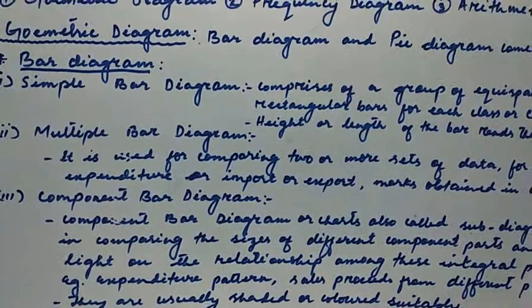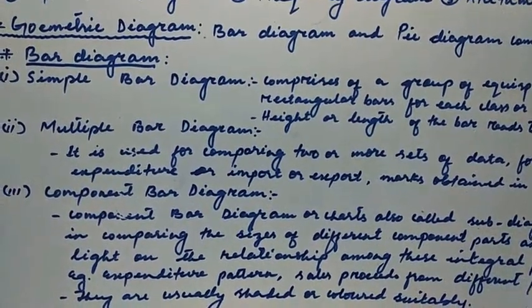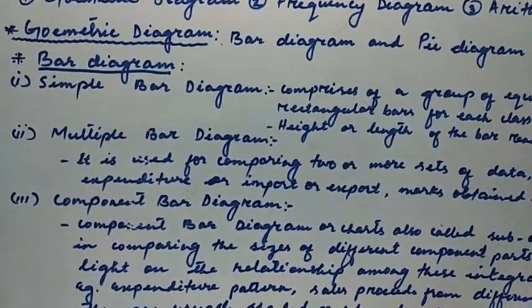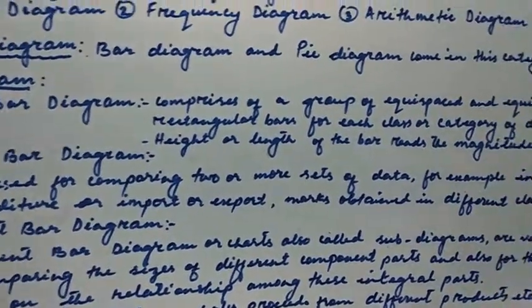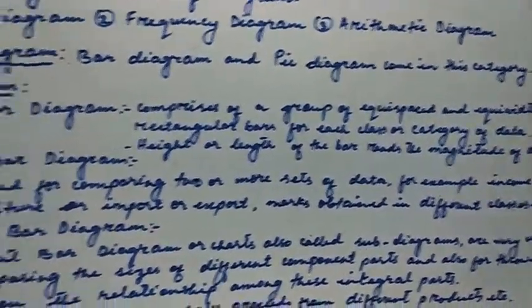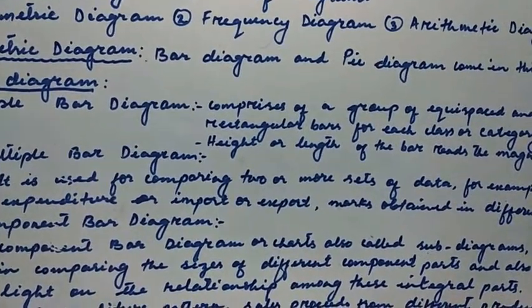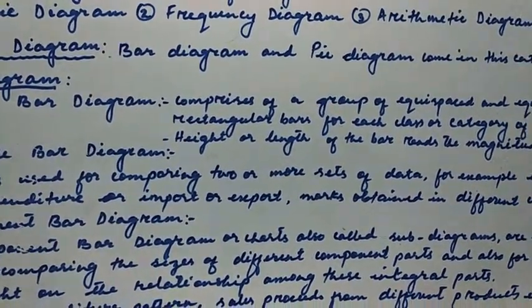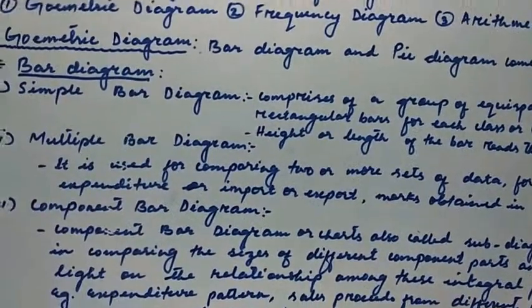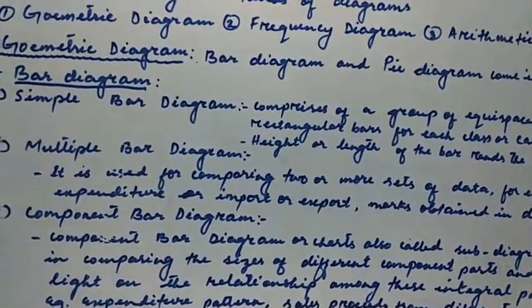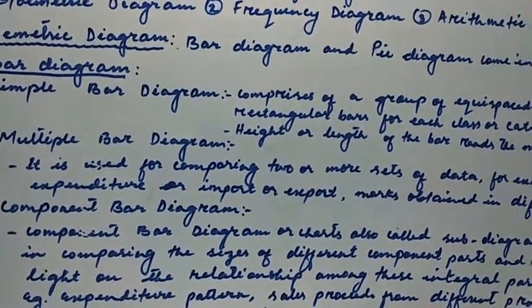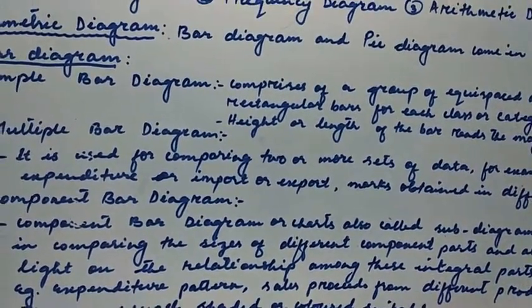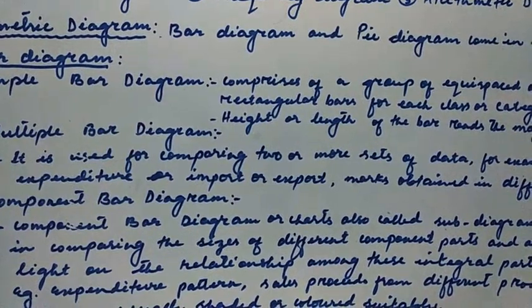The next one is multiple bar diagram. This multiple bar diagram is used for comparing two or more sets of data. For example, income and expenditure, imports or exports, marks obtained in different classes. In all these cases, we use this multiple bar diagram to compare between two sets of data, or it may be two or more data sets.